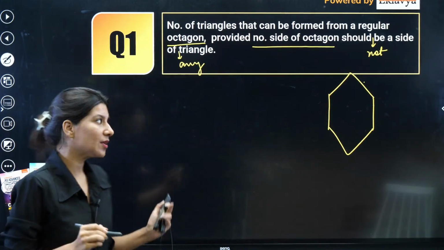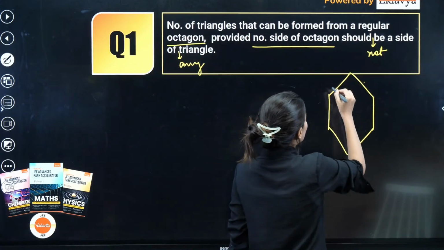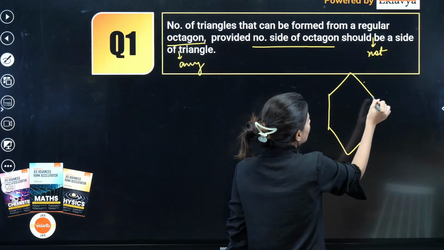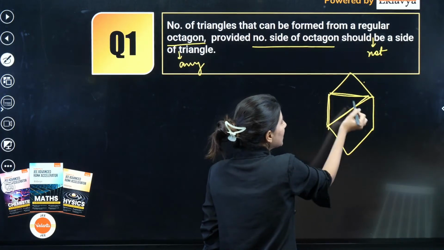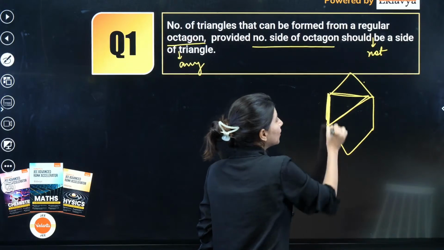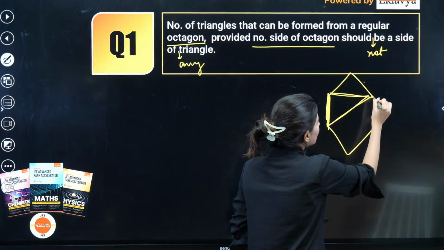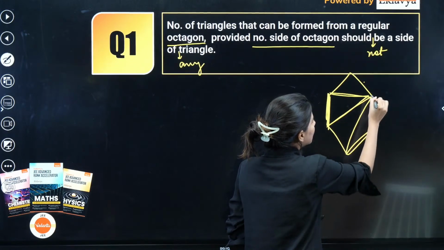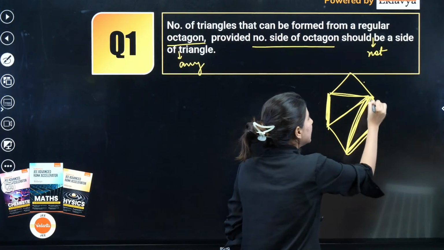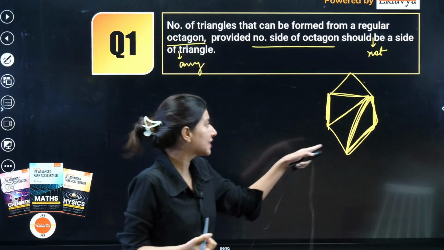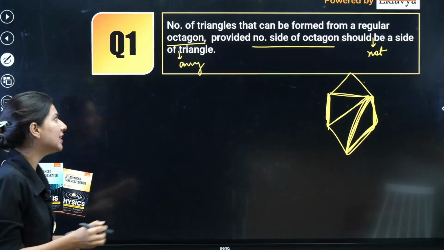What does that mean? Suppose I am having a regular polygon. Over here, this triangle is not allowed. Can you see this triangle? This triangle is not allowed. Why? Because this triangle is coinciding with the side of my polygon. And one more triangle which is not allowed is this triangle. Can you see now two sides are clearly coinciding with the sides of the octagon. So these triangles are not allowed. So what we will do is, first of all, we'll calculate.